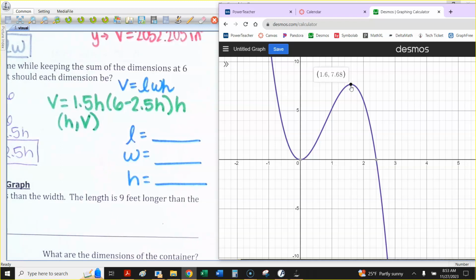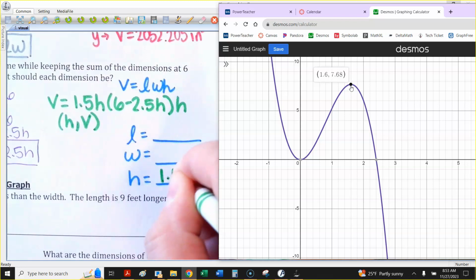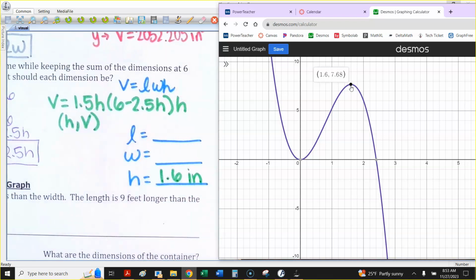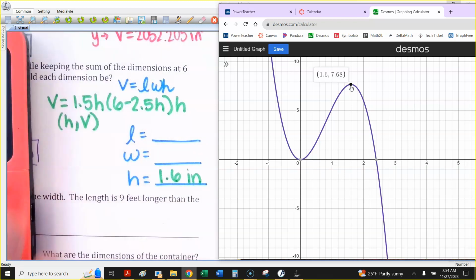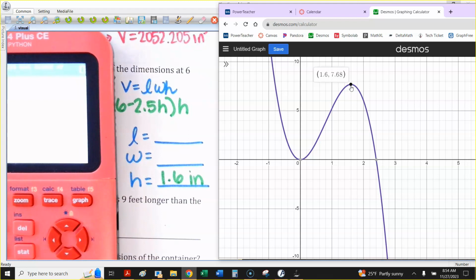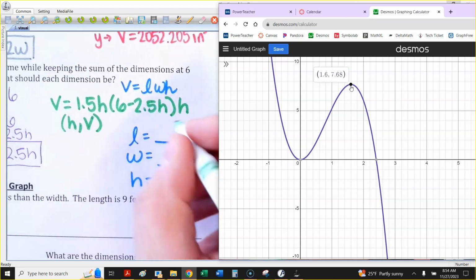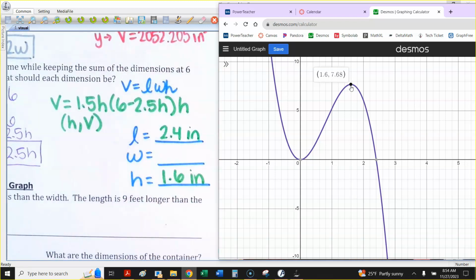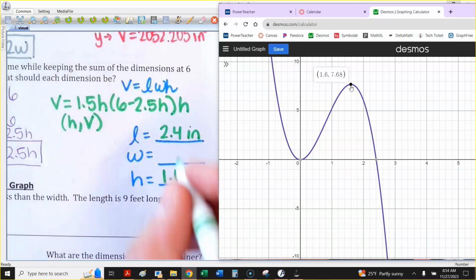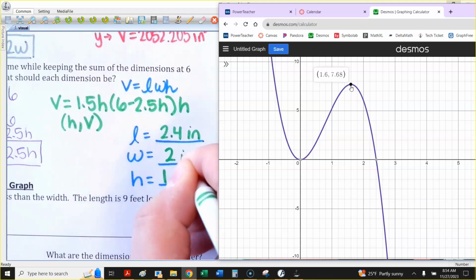So we're only going to get one dimension here, right? We're going to get the height, which is just the x coordinate of that point, so 1.6. I'm just going to plug that in, and this is in inches. All you have to do to find the length and the width: the length is 1.5 times that. I'm sorry, I'm just doing this on my calculator real quick. This should be 2.4. The width is 6 minus 2.5 times the height, which is the 1.6. So I'm just plugging it into those two little formulas there. And then this would be 2 inches.